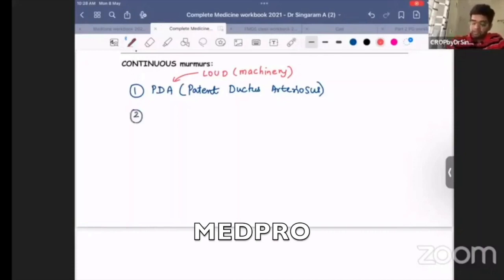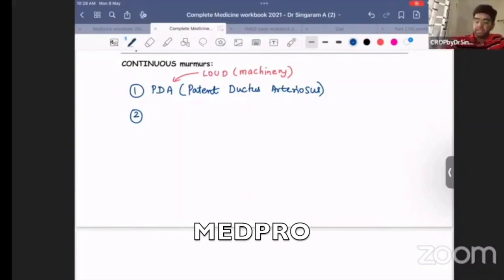Number two. Any other condition? There is one more condition, which is a congenital heart disease, but there will be a lot of collateral formation in that condition. Any of you know in which congenital heart disease you get a lot of collaterals? It's a condition characterized by narrowing of the aorta, and due to that there is collateral formation. I am giving you clues to make you think.